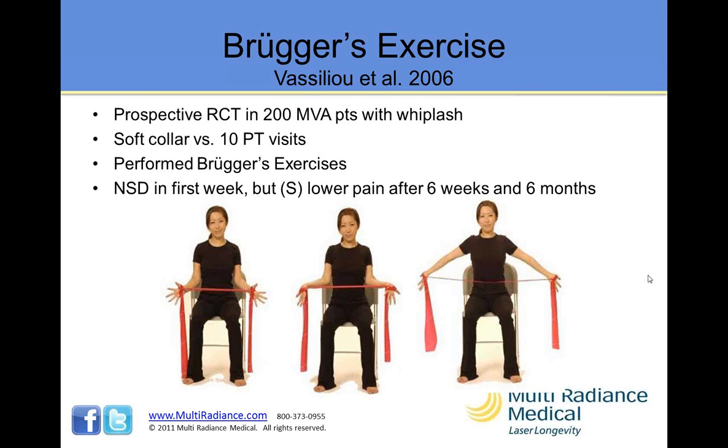What they found was that within the first week there was no significant difference between the group that performed the exercise and those who were in a soft collar, but it took at least 6 weeks for them to get better. That makes sense. That's the normal neuromuscular adaptation that we see with resistance training. So it doesn't surprise us at all to know that this exercise was effective.